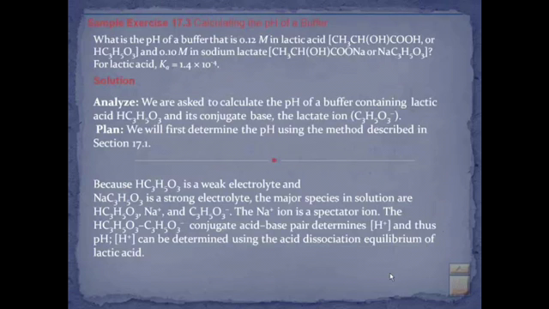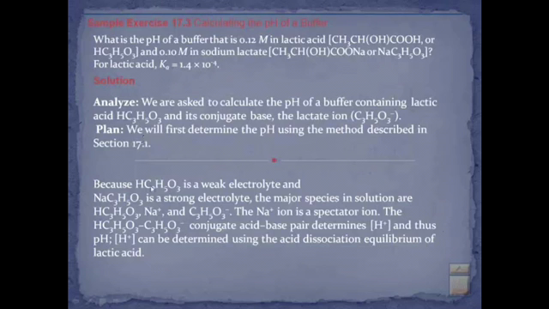It says we're asked to calculate the pH of a buffer containing lactic acid and its conjugate base. So first we're going to plan. It says we will first determine the pH using the method described in section 17.1, the common ion effect, basically, where you're going to have an initial concentration of your anion, okay? Because your sodium lactate fully ionizes in solution, that means we are going to have some initial lactate ion in the solution before we reach an equilibrium, okay? So first we're going to do it just the same way we did in the previous section.